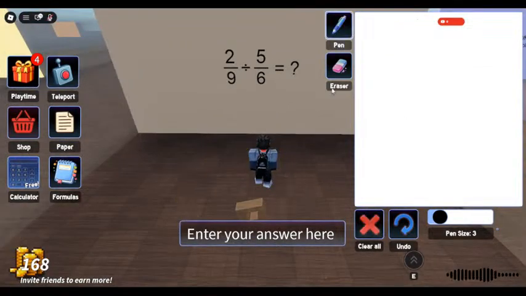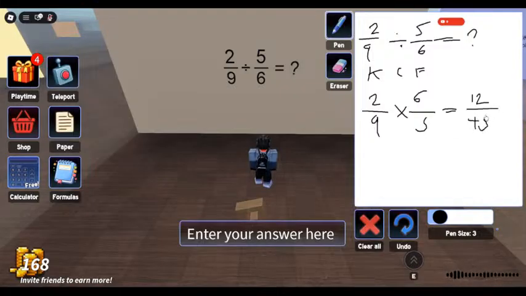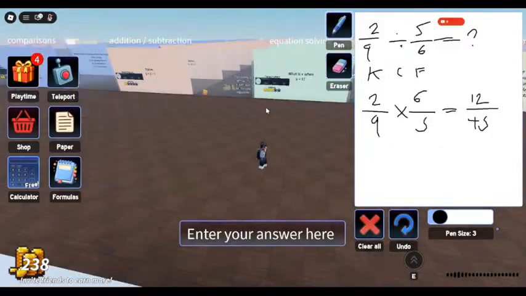Yep. Now here we just do the same. 2 over 9 divided by 5 over 6 equals question mark. Then keep, change, flip, KCF. So 2 over 9 times 6 over 5, which is equal to 2 times 6 is 12, 9 times 5 is 45. Do they have a common factor? They don't, so probably 12 over 45 is the answer. Yep. That's done.